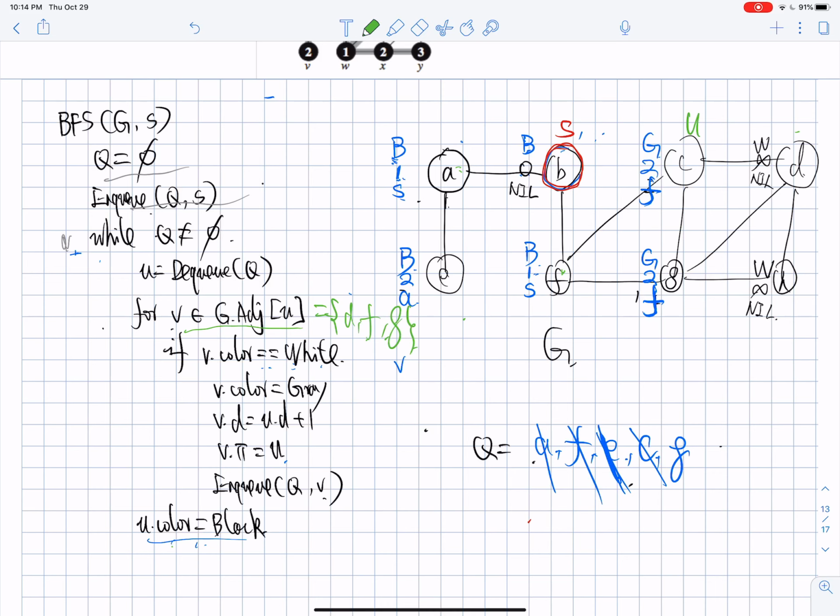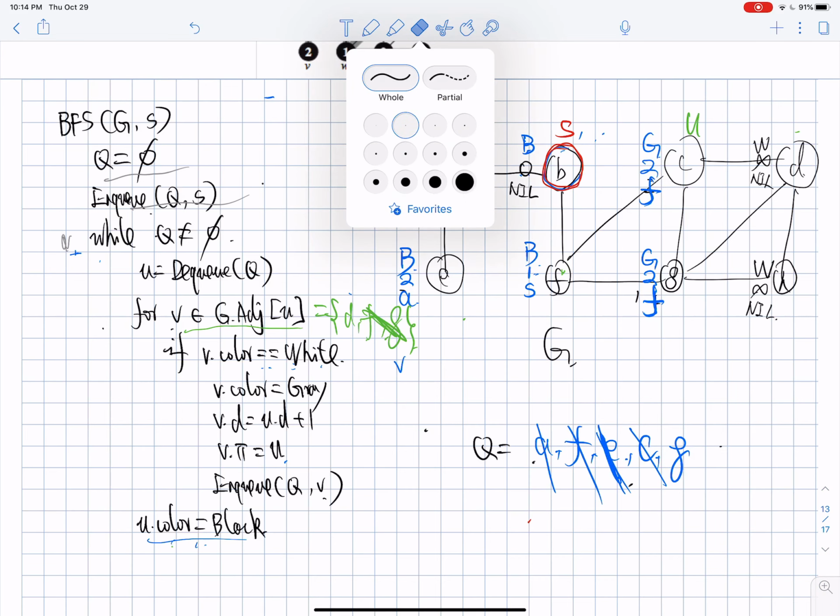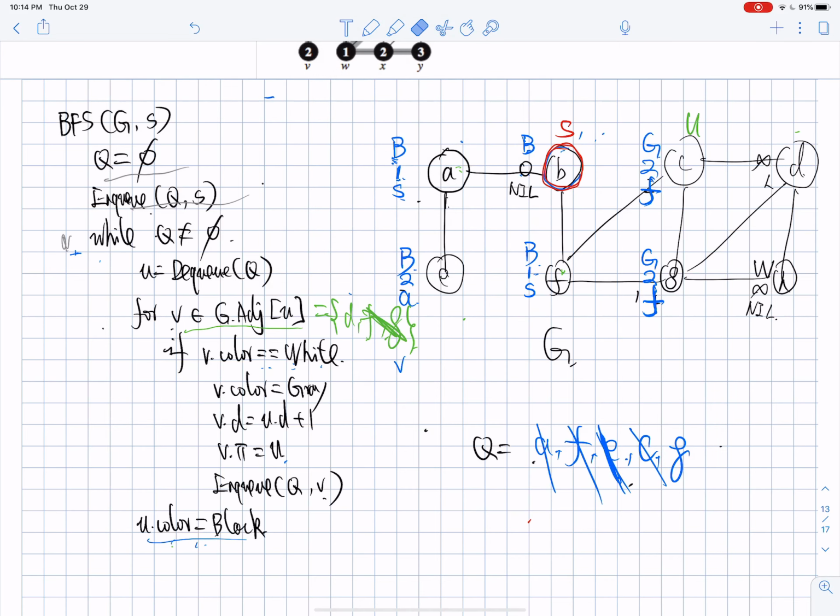Among these neighbors, only D has a white color, so only D is going to be processed. We put the V sign over here, and we are going to set its color as gray, and set its distance as u dot d plus 1. So 2 plus 1 is 3, and we set its parent as c.